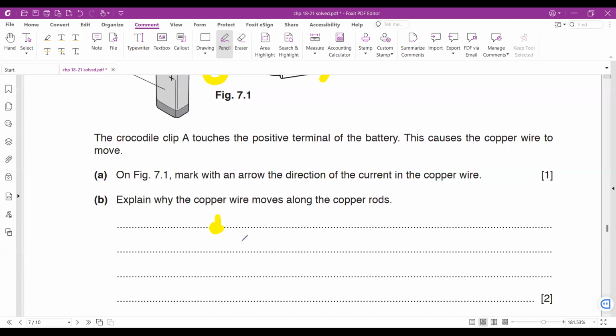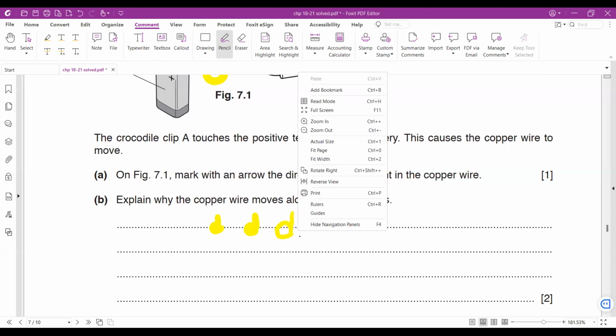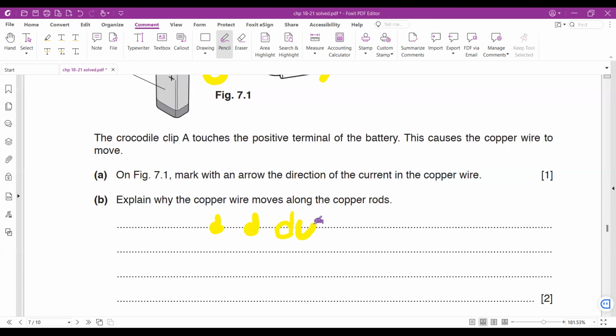Due to... why isn't it going... why is it so thick? Just use the text box.